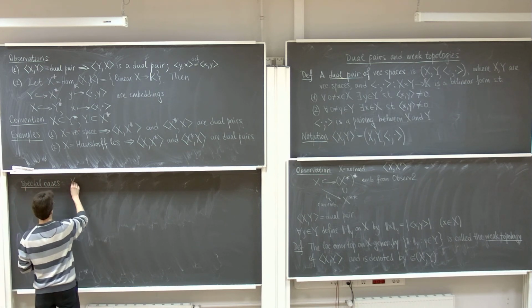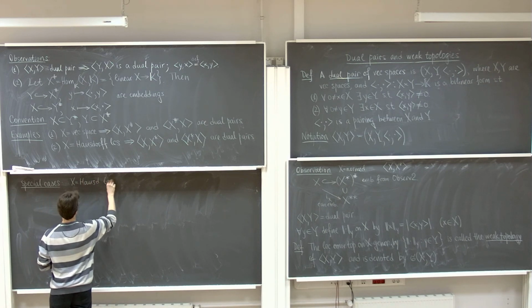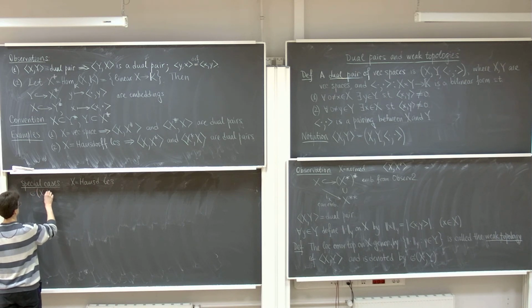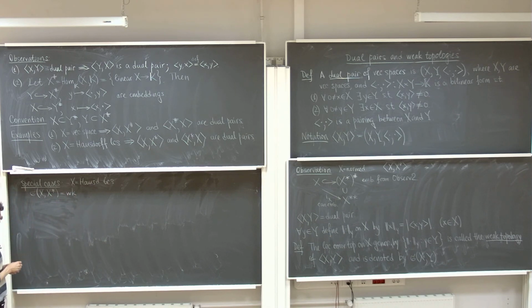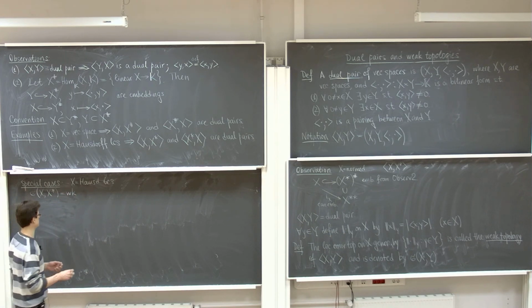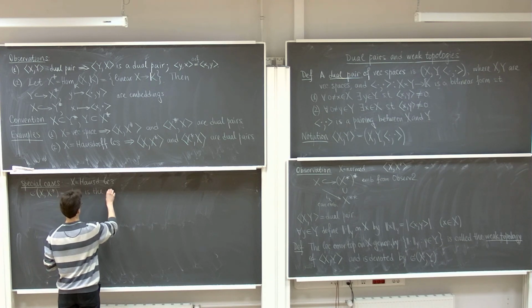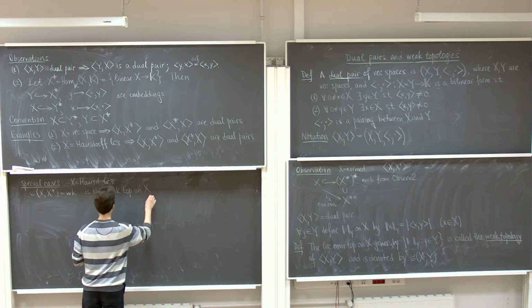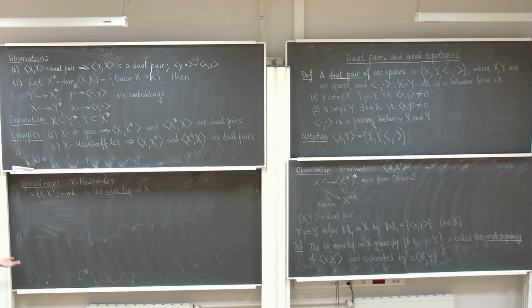If X is a Hausdorff locally convex space, then the weak topology on X generated by X star will be denoted like this. And this is just the weak topology on X. This topology is called the weak topology on X. So when we speak of a weak topology on a locally convex space, we mean the weak topology generated by the dual space X star.